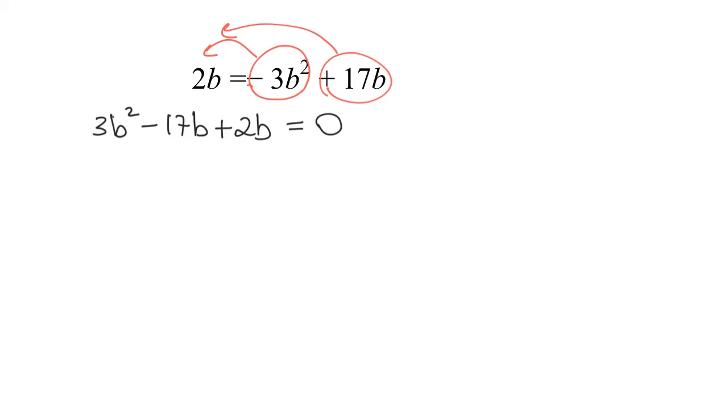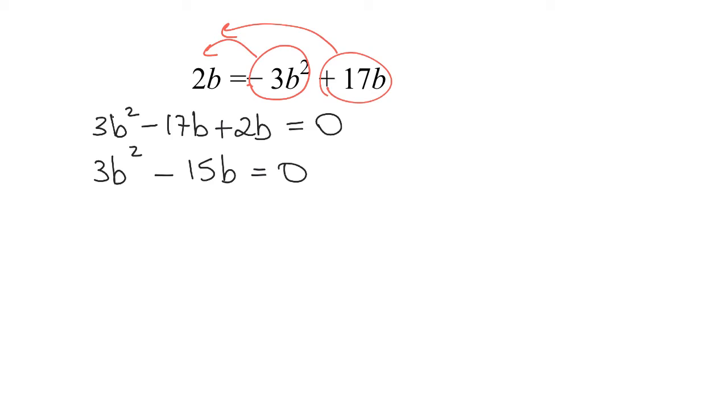Well, I do see that there are two terms that have b's. These can be put together. So I can take negative 17b and add 2b. So that's going to give us, we still have 3b squared. Negative 17b plus 2b would be negative 15b. All right, so now we've simplified it as much as possible and we are ready to factor.